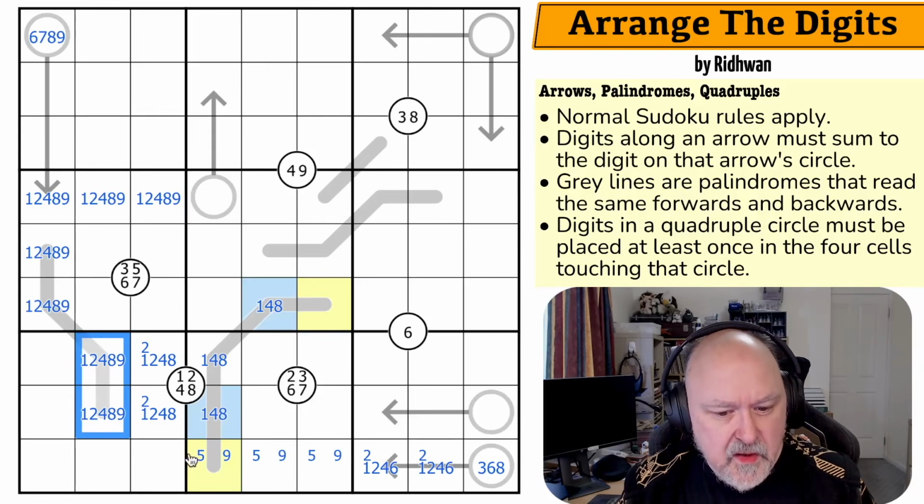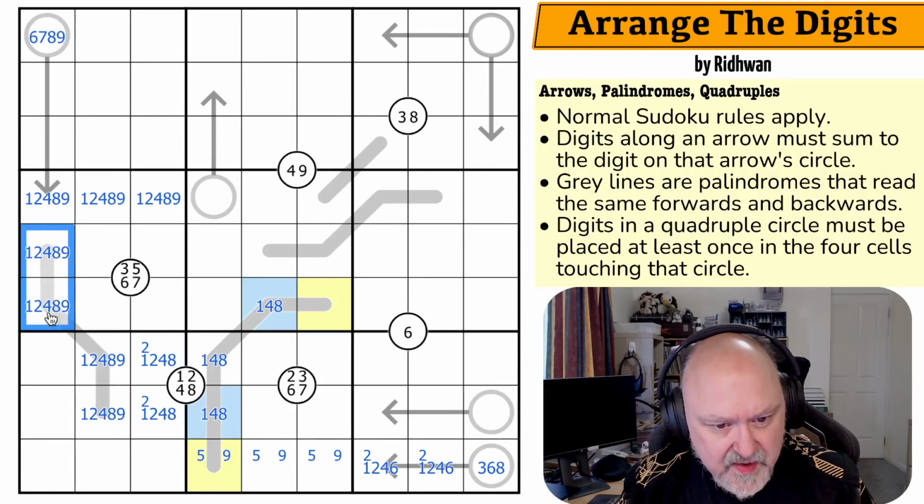Right. I saw it by thinking about 5s. There's no 5 in here, because if I was to put a 5 in here, that'd put a 5 in here, and I can't do that. So 5 is in one of those two.